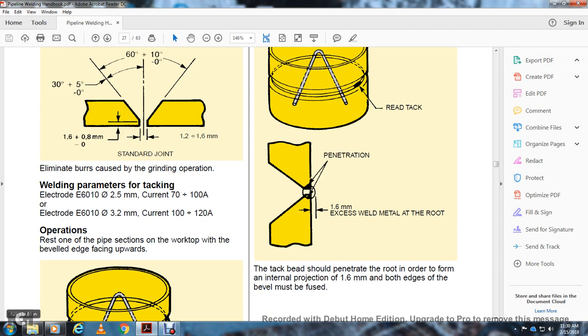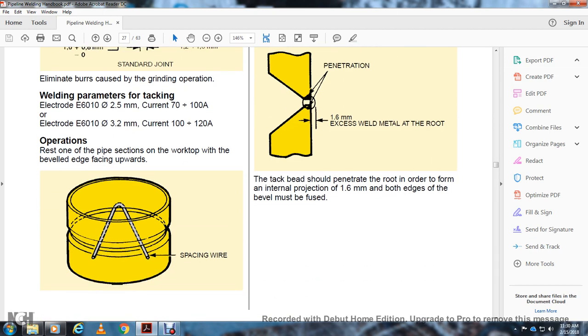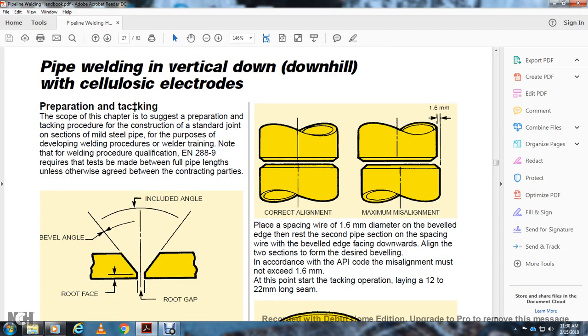Operations: rest one of the pipe sections with the beveled edge facing upwards, and place the spacing wire. Then check the alignment, with a maximum misalignment of 1.6 millimeters. Determine the bevel of the edge for resting the second pipe section on the space for the wire, with the bevel edge facing downward. Align the two sections as desired, bevel welding according to the API code, with a misalignment that must not exceed 1.6 millimeters.